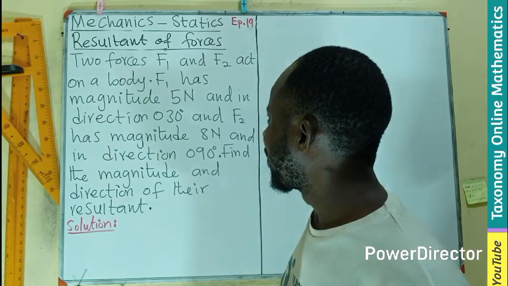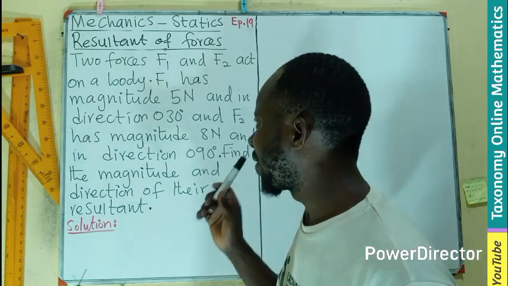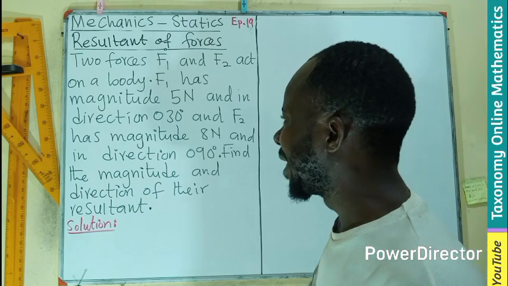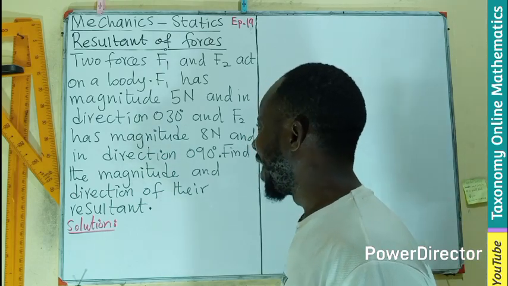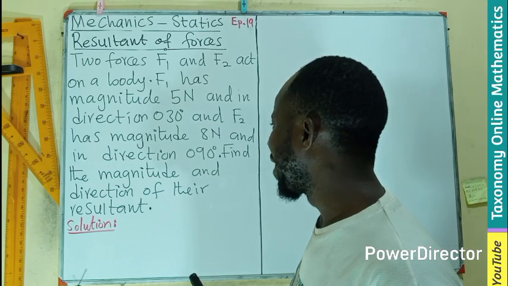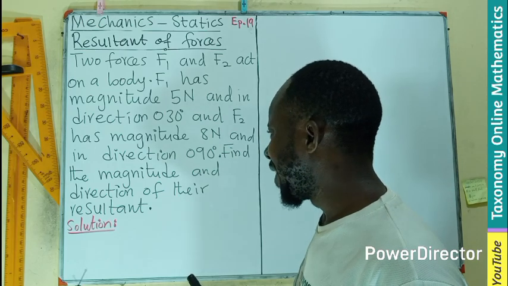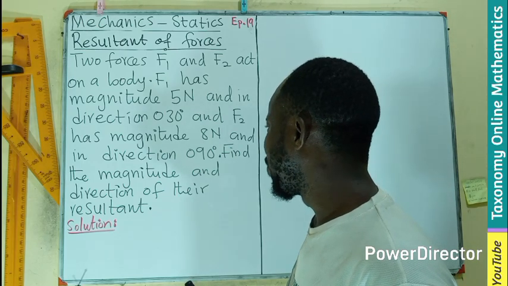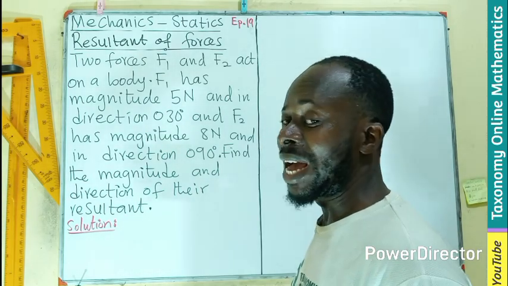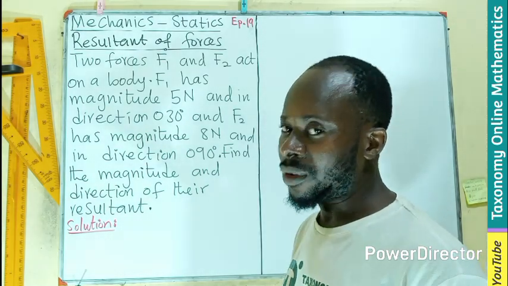The two forces F1 and F2 act on a body. If force 1 has a magnitude of 5 Newton and it is in a direction of 30 degrees, and force 2 has a magnitude of 8 Newton in the direction of 90 degrees, we have to find the magnitude and direction of their resultant forces.